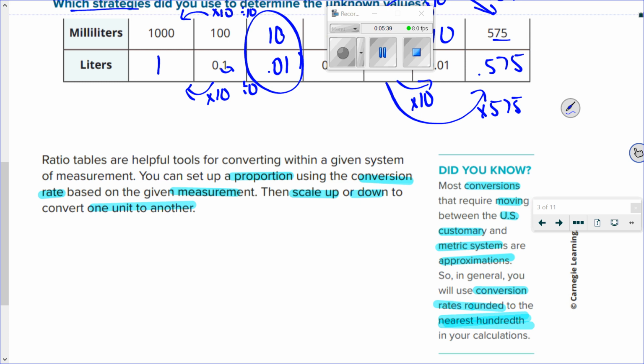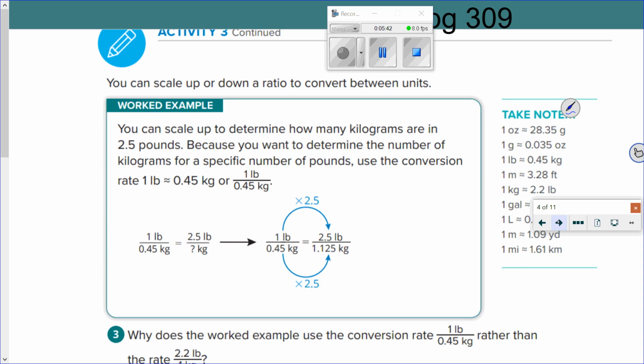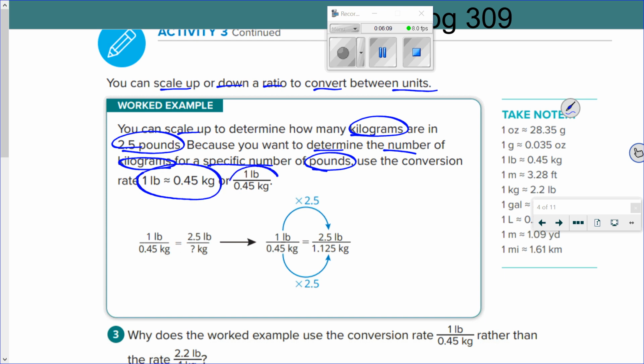Go ahead and go to the next page. So we are now on 309. Here is what it is going to look like as we set these up. You can scale up or down a ratio to convert between units. You can scale up to determine how many kilograms are in 2.5 pounds. Because you want to determine the number of kilograms for a specific number of pounds, use a conversion rate of 1 pound is about 4,500 kilograms, or, and this, guys, is what we're going to be doing all day, so get used to this. We're going to turn our conversion factors into a fraction. All the conversion rates will be as a fraction.